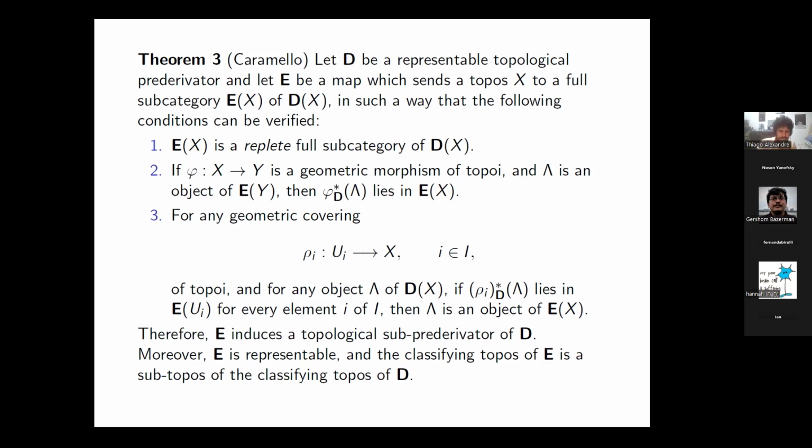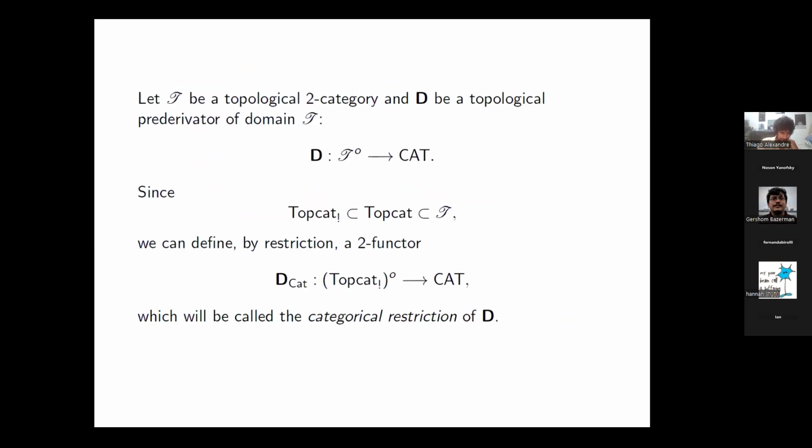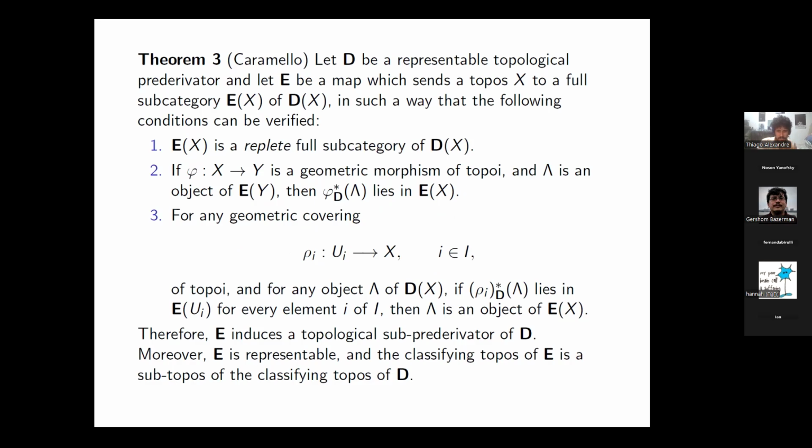Okay, I'm not going to go into topological derivators now. But just to mention that this theorem is very important when we have to give examples of topological derivators, for example when we want to construct topological derivators from model categories. That's why I put it here. It's a formal theorem, but it is very important for examples.